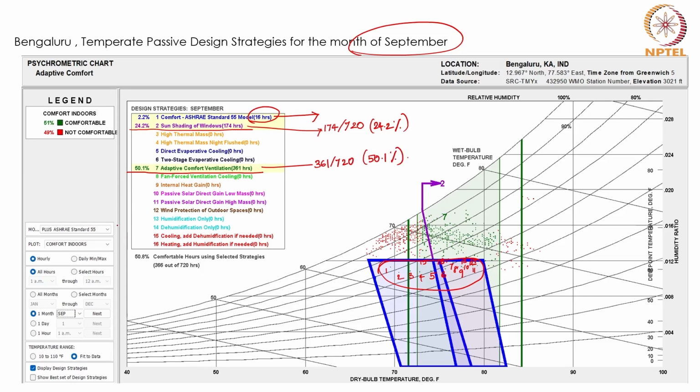Therefore, by using only passive strategies, we will be able to make 51% of the hours for the month of September as comfortable. So, only 49% of the hours remain uncomfortable during the month of September if we adapt only simple passive strategies.